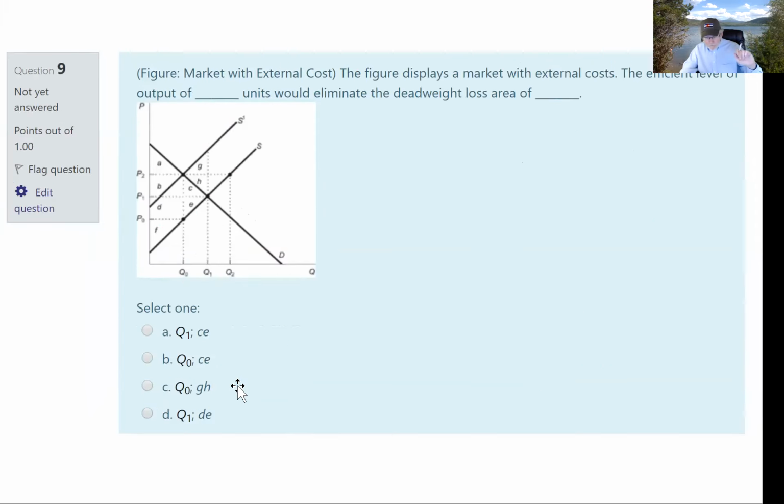Number 9. Here we have a market with external costs. This was chapter 8, I believe. Externalities. And these can be external benefits or external costs. Here, they're external costs. What does that mean? It means that when the product is produced, there's a cost incurred by the producer, but there's also an additional cost that somebody else is bearing.